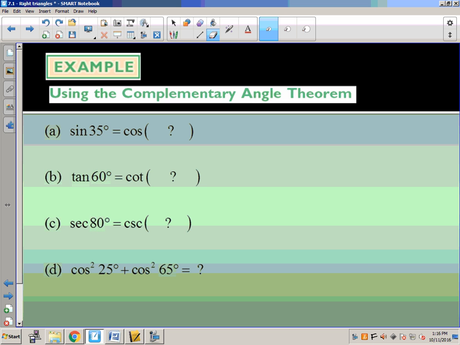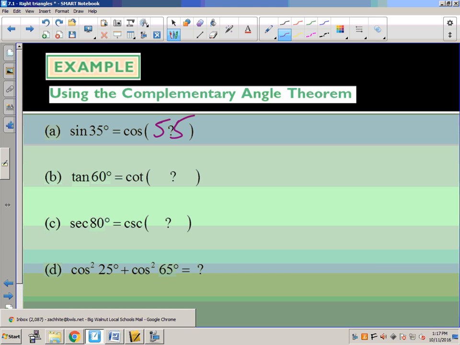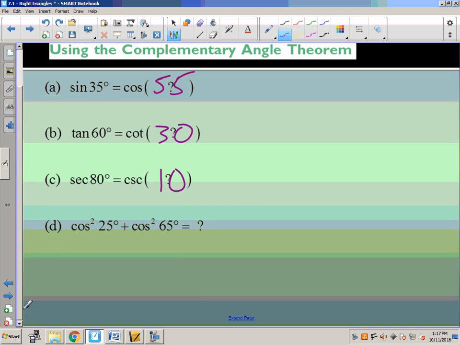So the first three are that whole co-function of complementary angles thing. Maybe 35, 55? Tangent 60 would be the same as the cotangent of 30. Secant of 80 would be the same as the cosecant of 10. If you know the answer to the last one, it's a little bit of a challenge. It's equal to 1, correct.